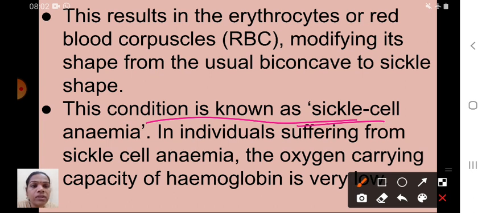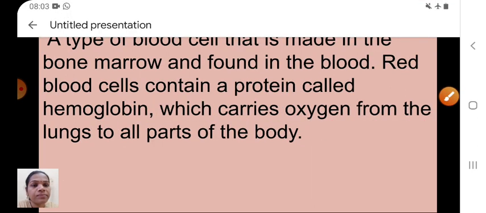In individuals suffering from this sickle cell anemia, what will happen? The oxygen carrying capacity of hemoglobin. As I told you, hemoglobin is one of the important proteins in RBC cells, red blood cells. So what is the function of this one? It carries oxygen, isn't it, children? So those who are affected by this sickle cell anemia have very low oxygen carrying capacity of hemoglobin. Okay, see here next one.